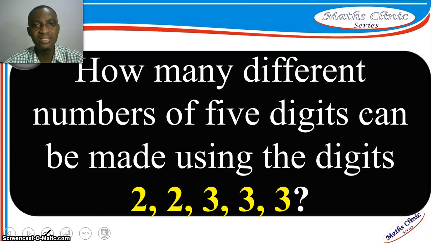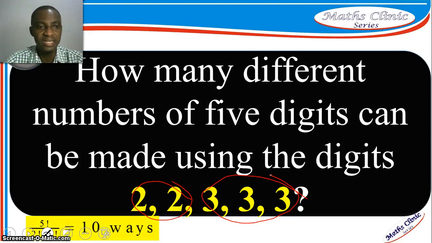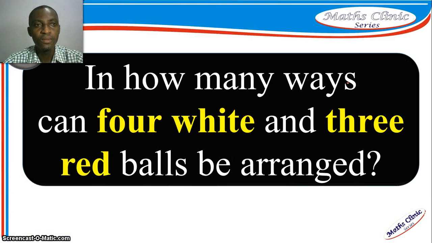In how many different numbers of 5 digits can be made using the digits 22333? Here there are repetitions of numbers, and so how many are repeating? 2 of the 2's are repeating and 3 of the 3's are repeating. So in doing it, you can say the answer is 5 factorial, having all the numbers 5, divided by 2 factorial times 3 factorial. You can pause the video and try your hand on this one too.